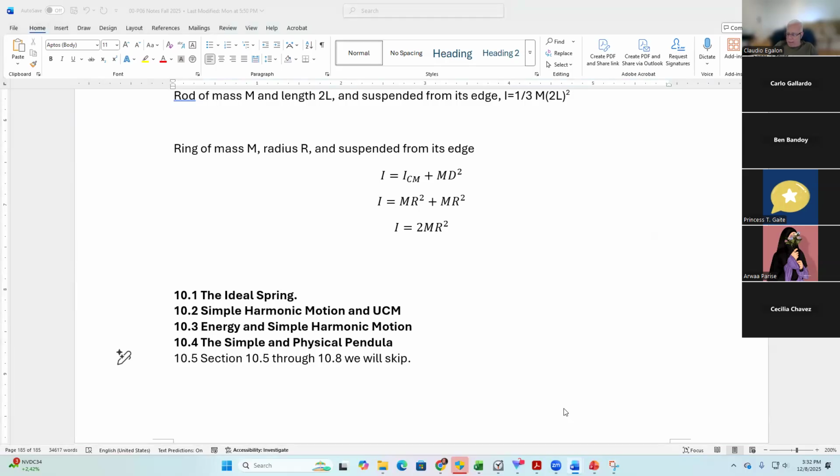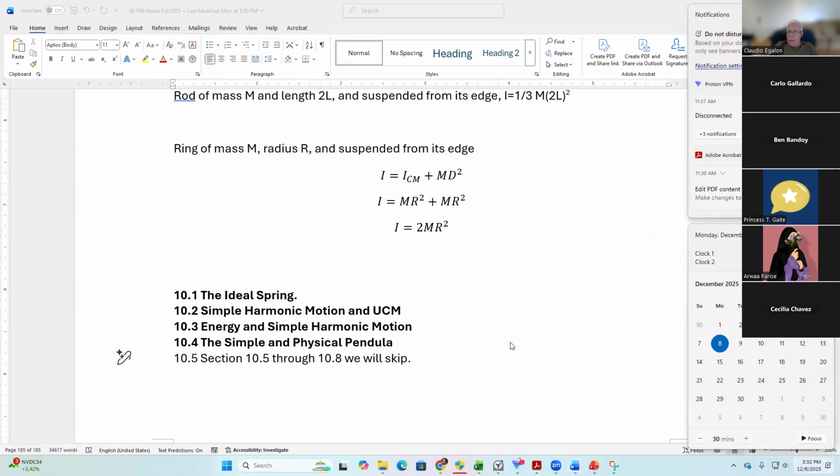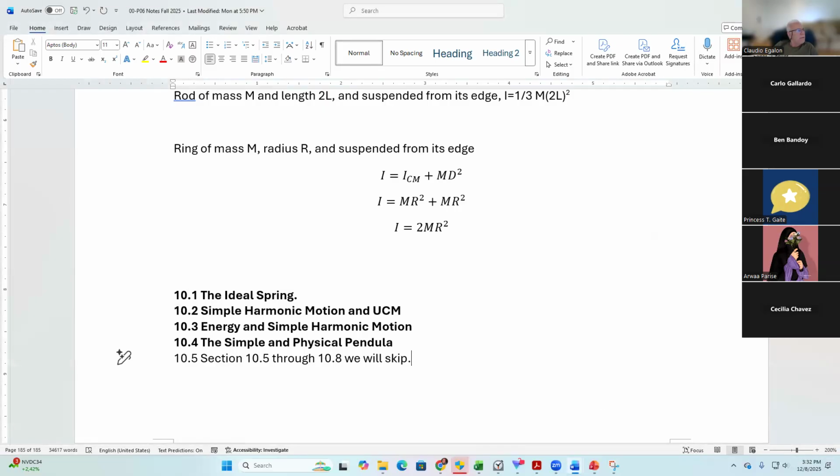What time is that? 10:32, right? Let's move a little bit. Let's lecture another 20 minutes, and then we have our break. SHM, simple harmonic motion.